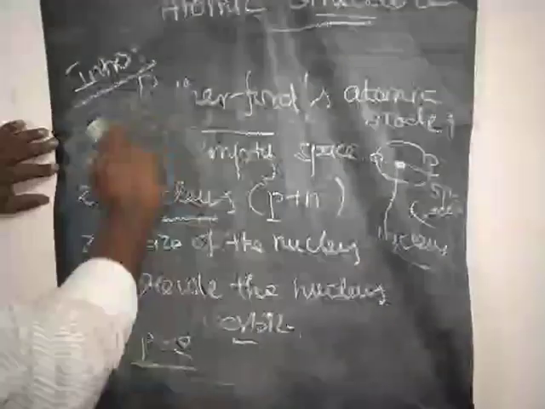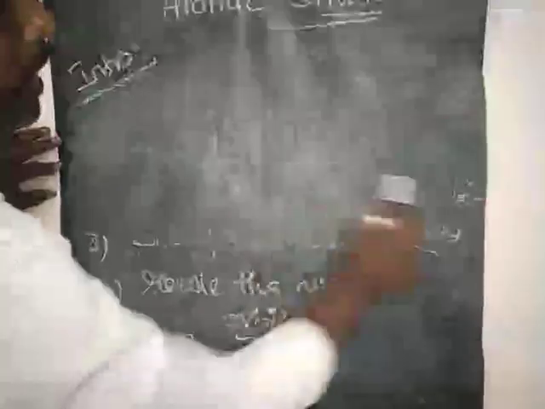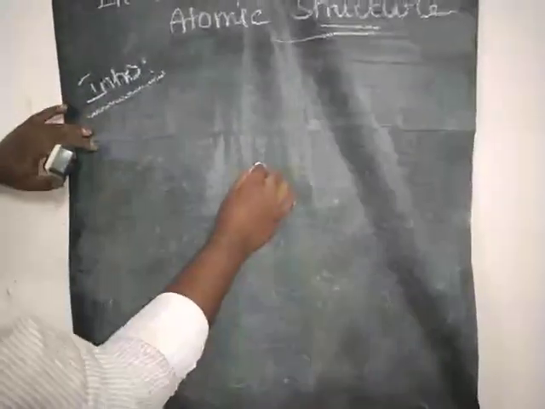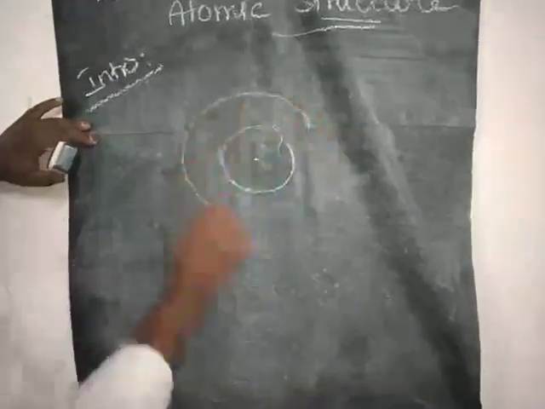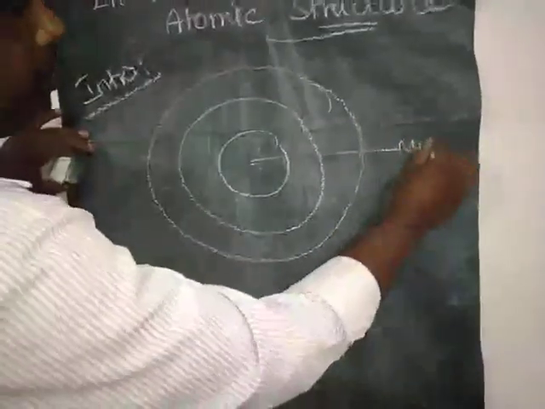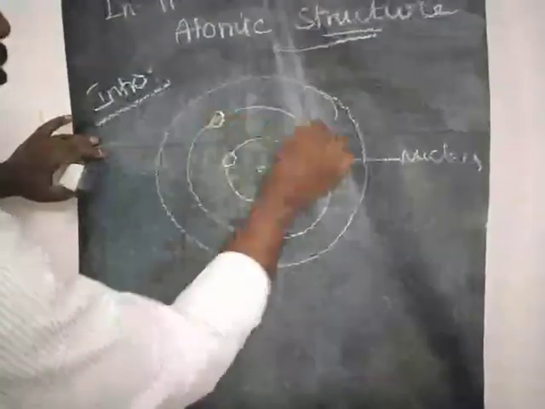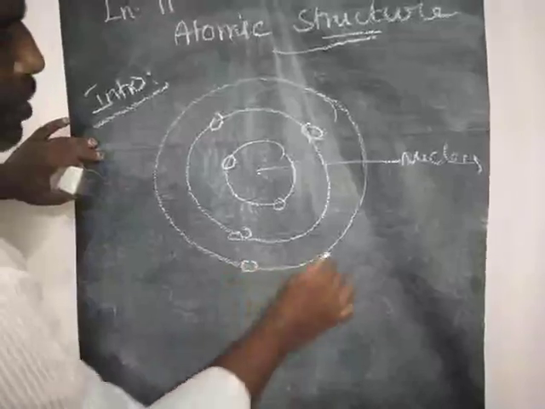Next, the limitations of Rutherford's atomic model. What is meant by limitations? For example, if you are taking an atom, inside the nucleus is present, and the electrons are revolving around the nucleus.